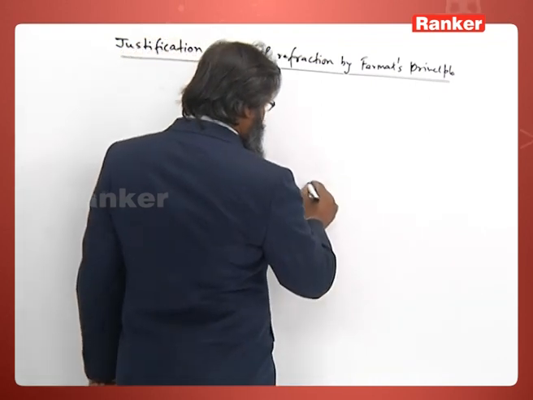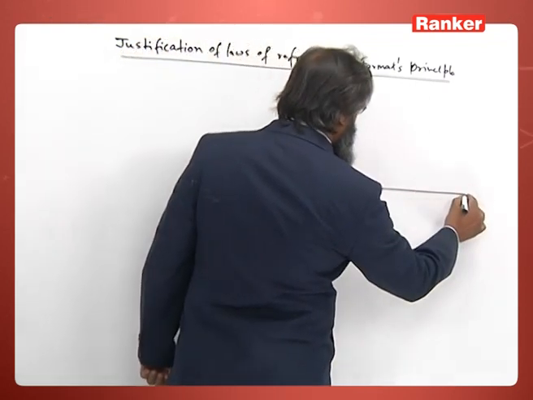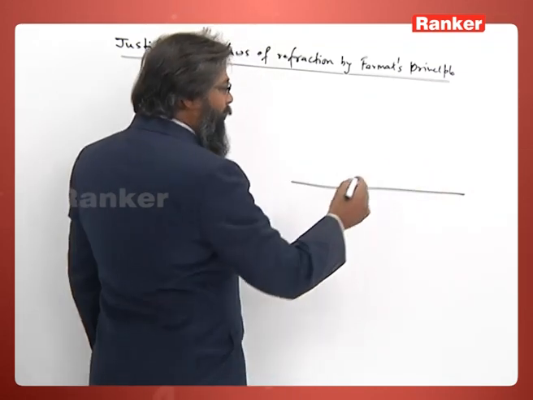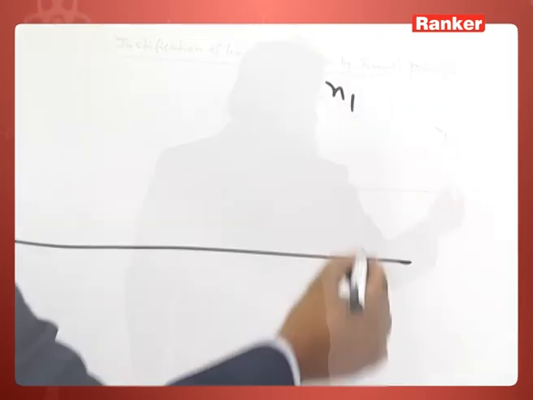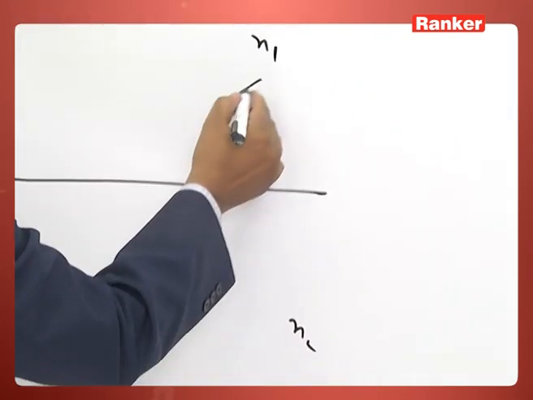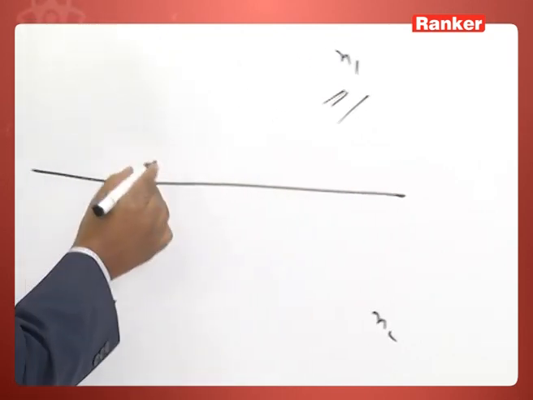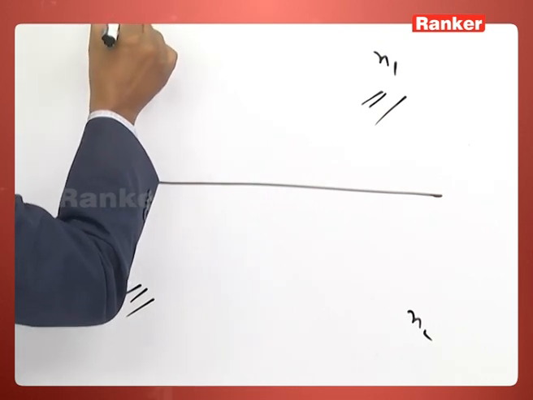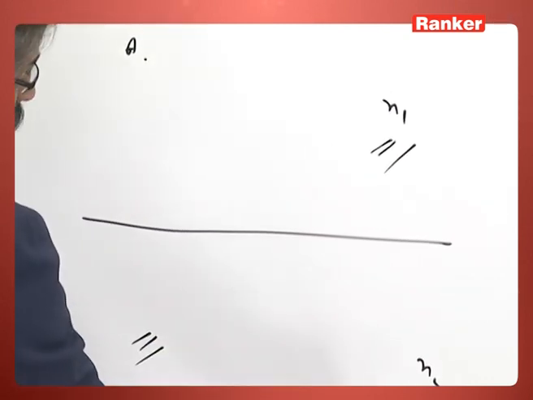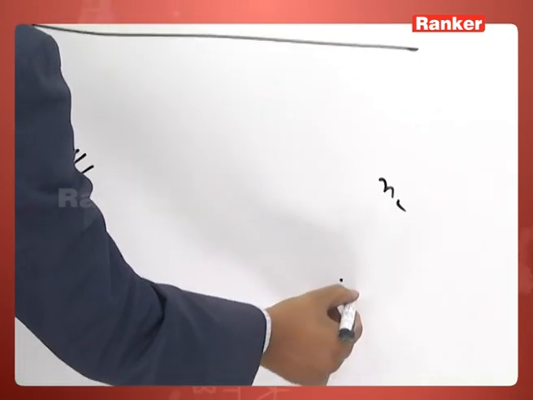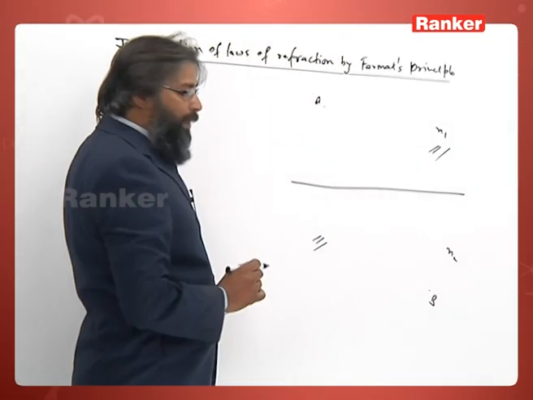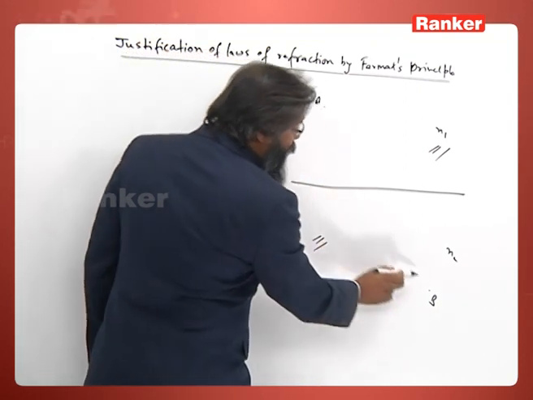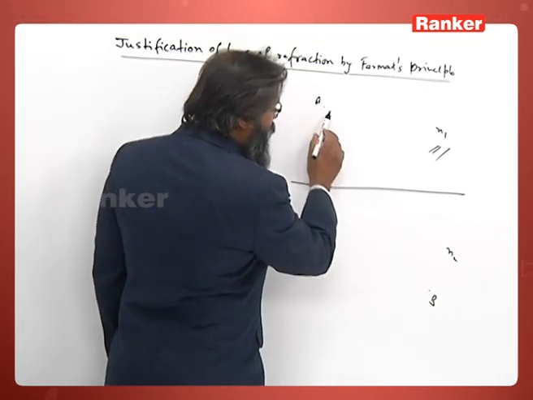Now let us take this plane surface which separates two media of refractive index N1 and, on this side, N2. Now I take a point A here and a point B here. Now there are various possibilities: the ray can go in this way, the ray can go in this way, the ray can go in this way.